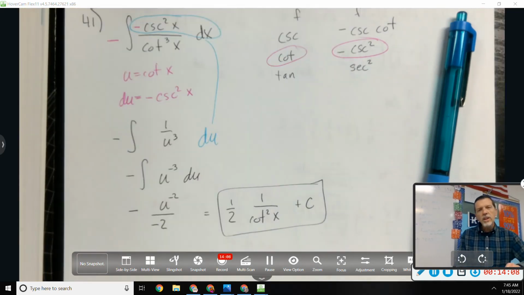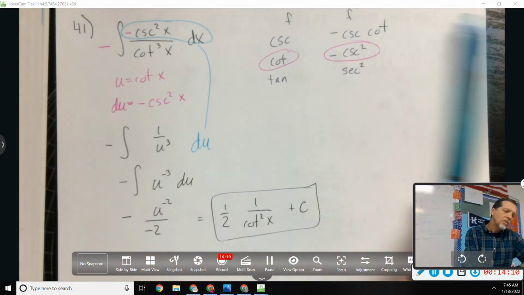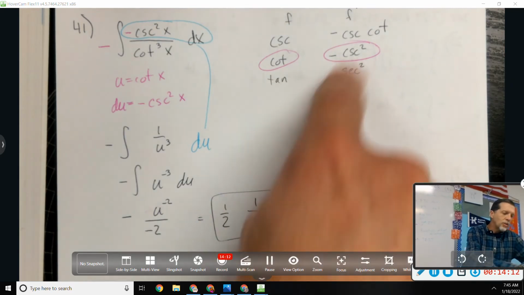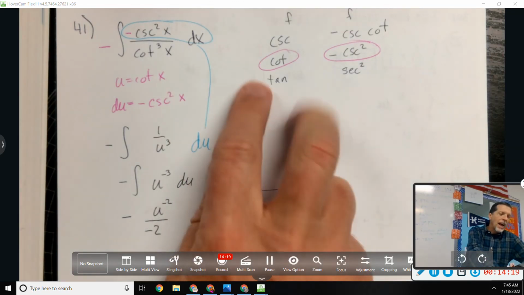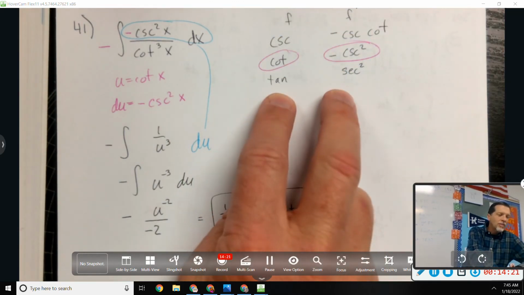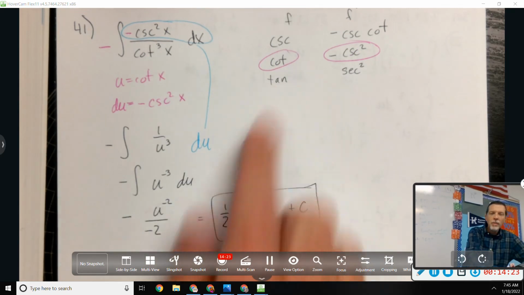So kind of a tricky one, but when I saw all those cosecants and cotangents, I don't have those memorized off the top of my head so well that I immediately recognize which one to do. That's one where I legitimately needed to write those down to figure out what makes good sense for a u.